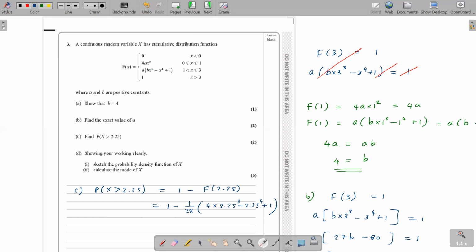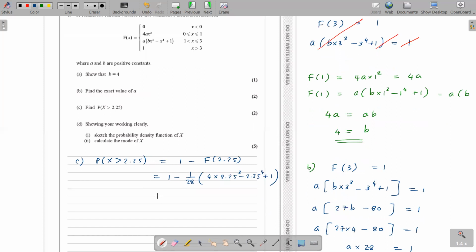Can you all type the whole thing in the calculator? Tell me the answer. One minus 0.7476. So what's the final answer? To 3 significant figures, 0.252. That is 0.2524. Okay, is this clear?